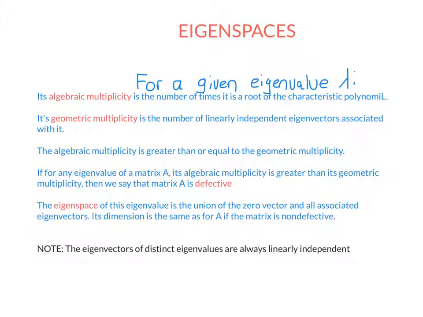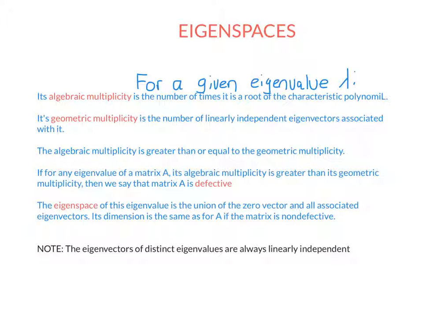Thank you so much for tuning in to this video in which we'll go through eigenspaces. So the eigenspace of a particular eigenvalue lambda is the zero vector together with the set of all eigenvectors associated with that eigenvalue. So what we saw last time is we have an n by n matrix A.